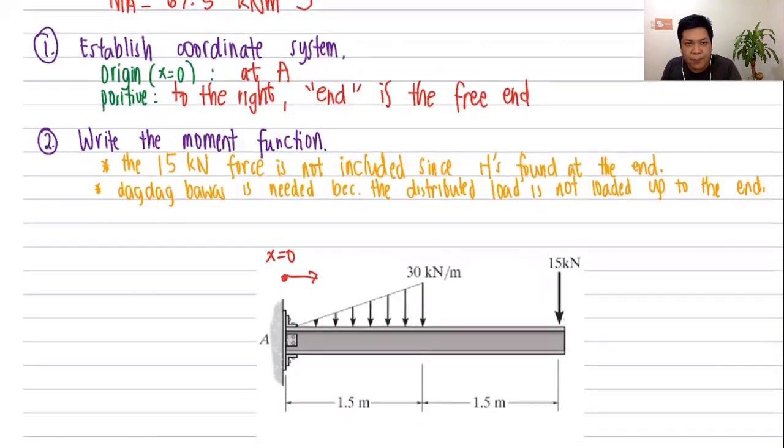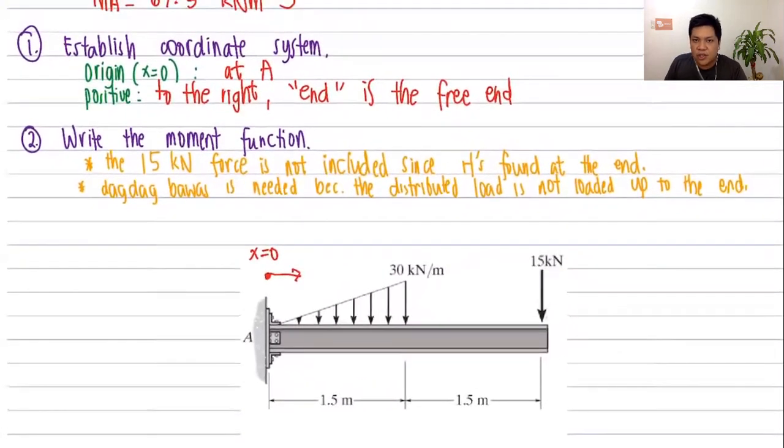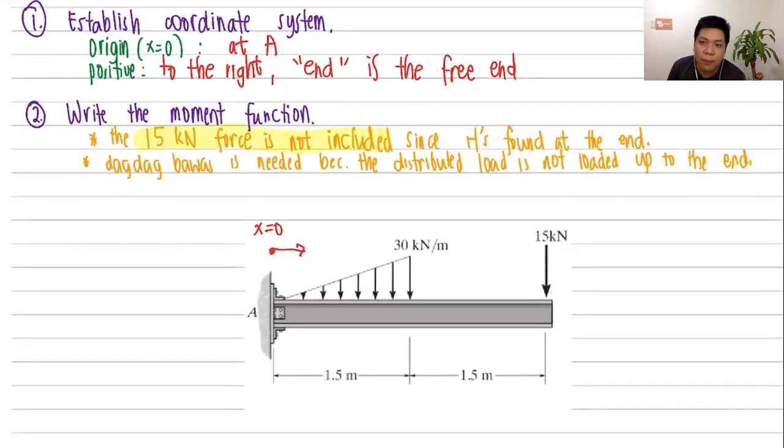The next step is to write the moment function. Since my end is the rightmost part, remember that the 15 kilonewton force is not included since it's found at the end. I have here a triangular distributed load, but go back to our lesson from the previous lecture. For our moment functions to be valid, the distributed loads should be loaded up to the end. And as you can see in the figure, it's actually not loaded up to the end of the beam. Therefore, I need to perform what we call the dagdag-bawas method.